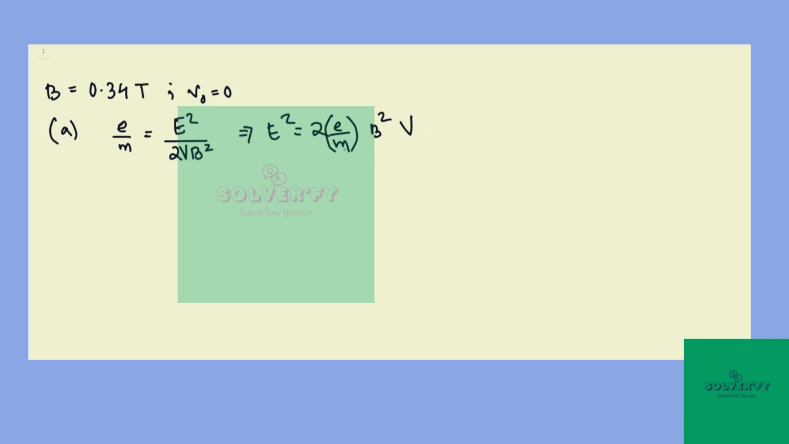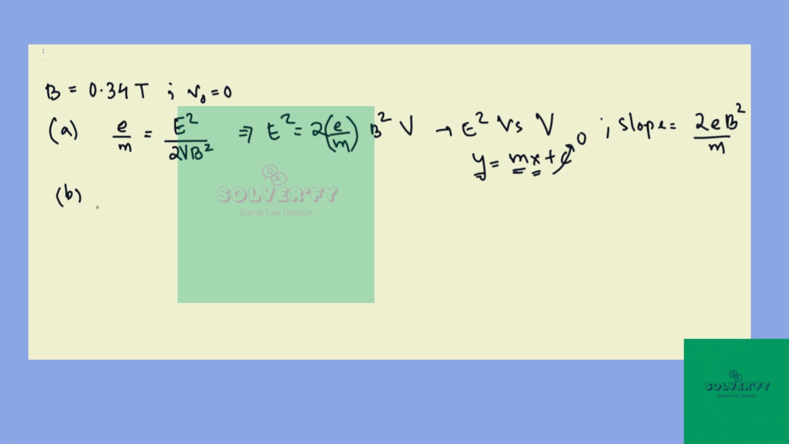And therefore, the graph of E² versus V should be a straight line, as you can see following from the equation y equals mx plus c, where c is 0 here, x is V, y is E², and m is the slope. So slope is equal to 2 times e V² over m.